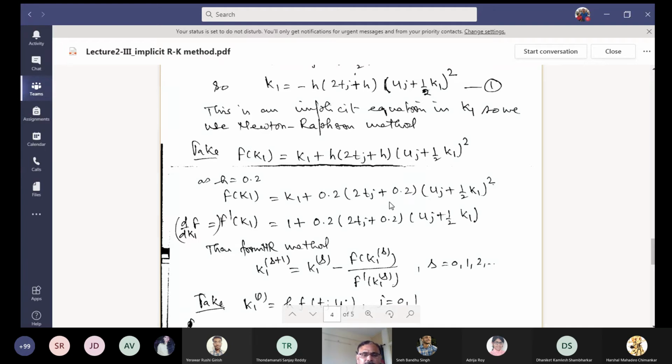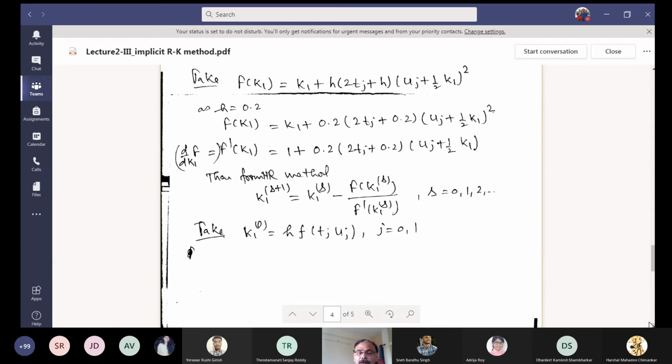Once you differentiate, you should be very careful that you are differentiating with respect to K1. Keep that in mind. So f prime K1, that is d by dK of f, you will get that. So K1 s plus 1, that is the s plus 1th iterate value, equals K1 sth iterate value minus f K1s divided by f prime K1s. You understand that? It will run from s equal to 0, 1 and so on.